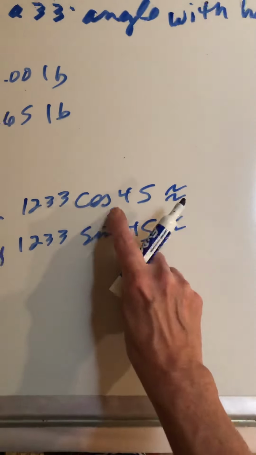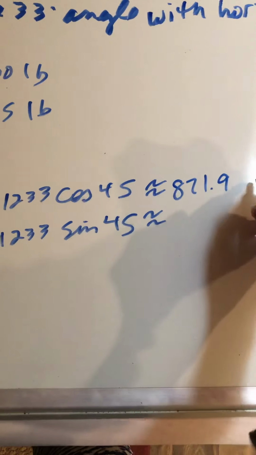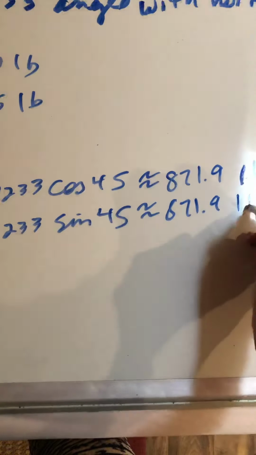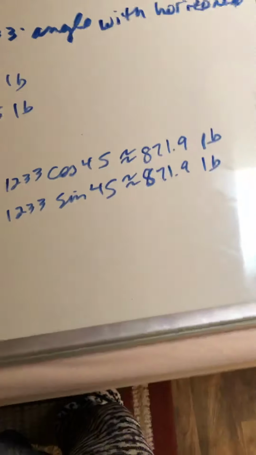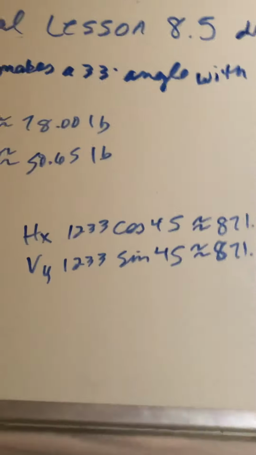And remember, the cosine and sine of 45 are the same, so these are actually going to be the same answers: 871.9 pounds and 871.9 pounds. Because the cosine and sine are the same, and 1233 is the same. That's weird because it has a 45-degree angle, so they came out the same. That won't always happen unless it's a 45-degree angle.